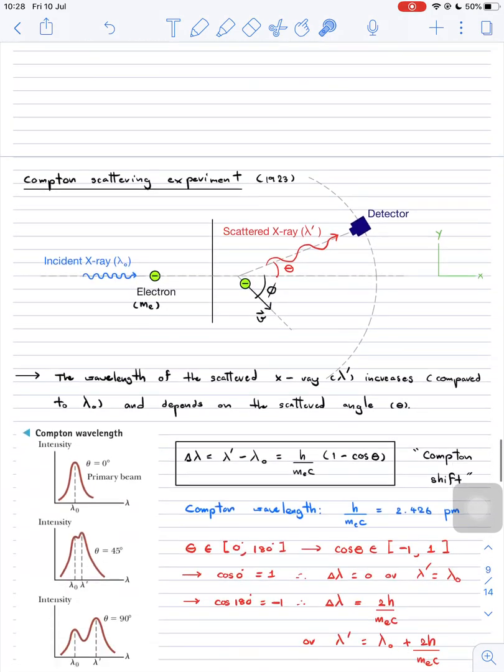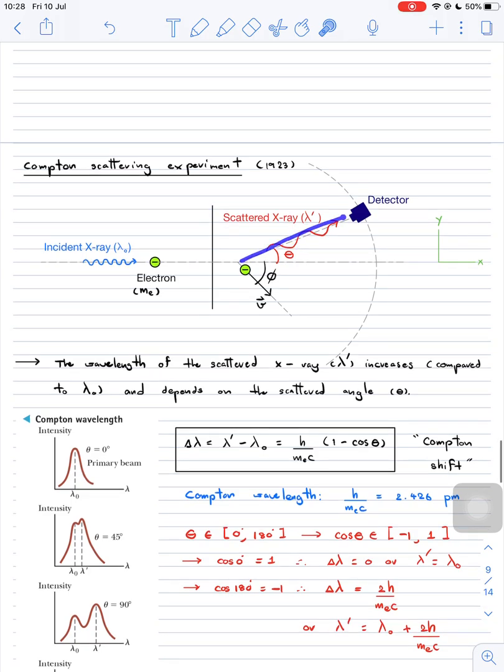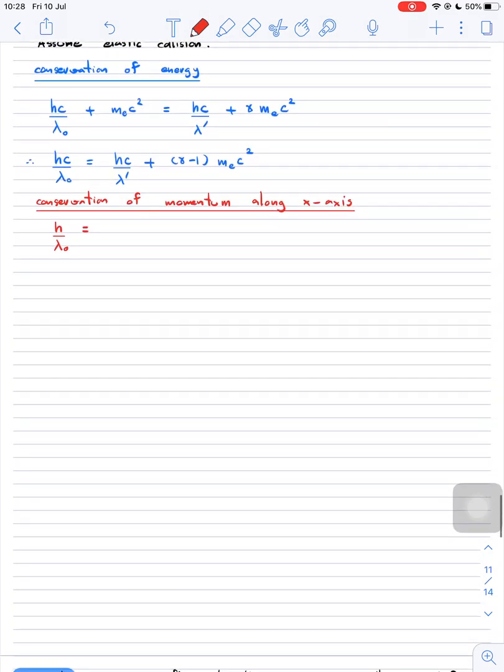After collisions, we have the momentum of the scattered X-ray. But don't forget that this momentum makes the angle theta to the horizontal axis. So we need to break this vector into two components, the horizontal one and the vertical one. The horizontal one is going to be the cosine theta, so we get h over lambda prime times the cosine theta.